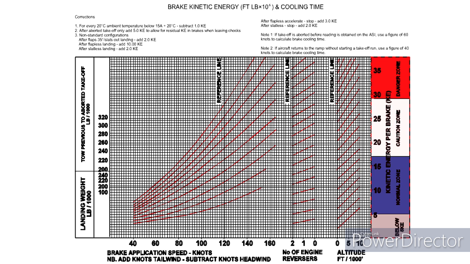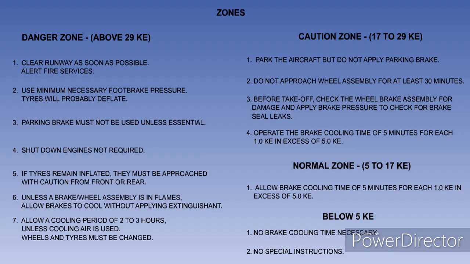This figure is not of much interest to pilots. However, the graph output is also split into 3 zones: the normal, caution and danger zones. It is these zones and the actions and precautions associated with them that the pilot is interested in. The actions and precautions for the 3 zones are listed here. You can take a moment to read them, but bear in mind that they will vary from aircraft type to aircraft type.